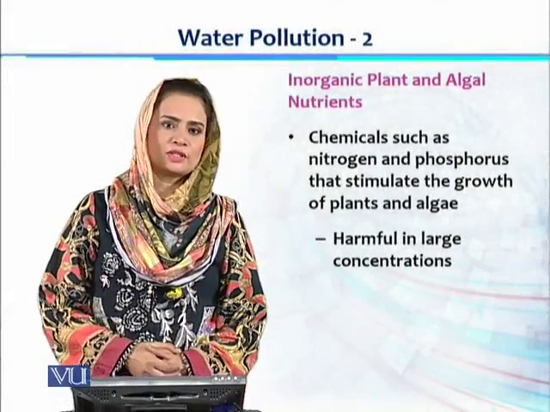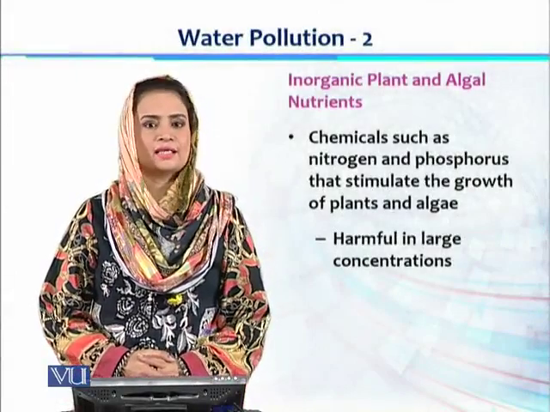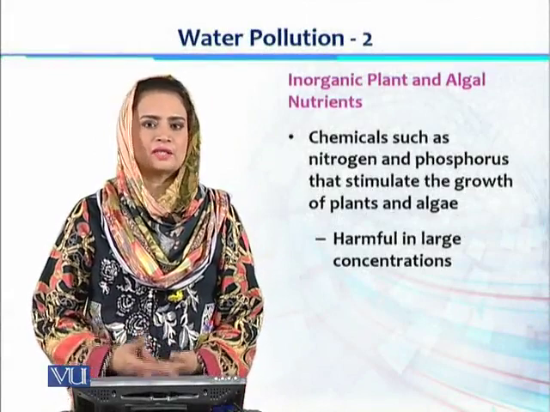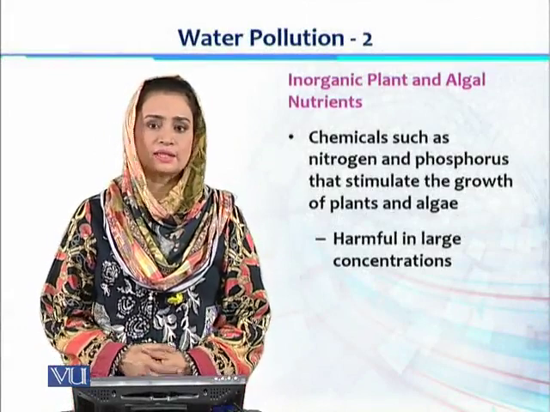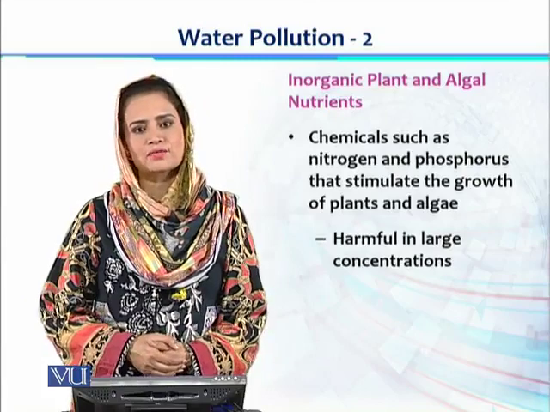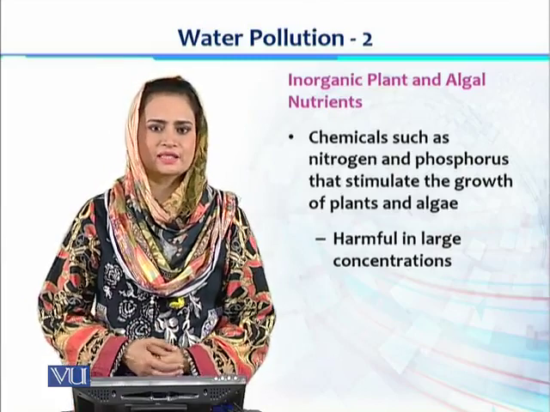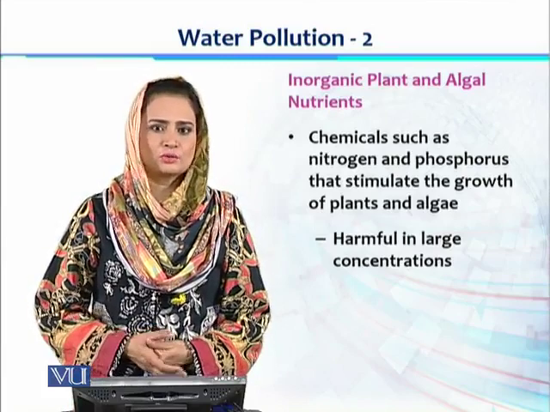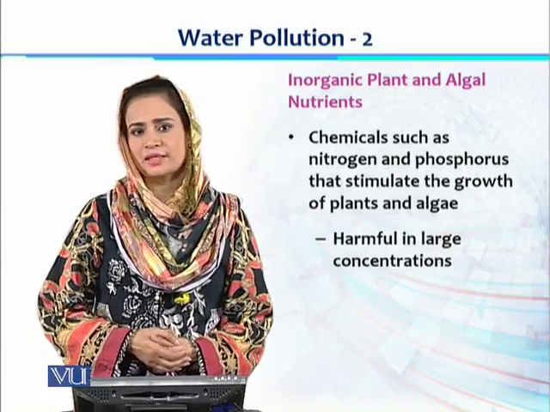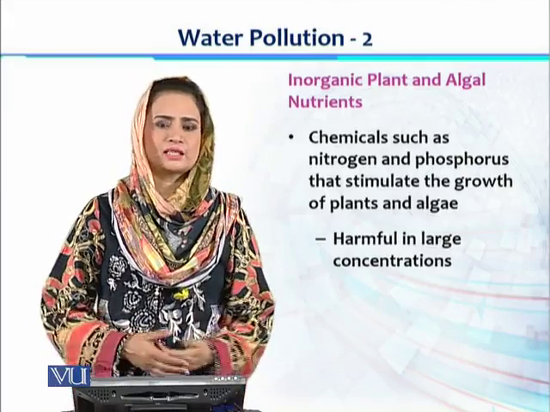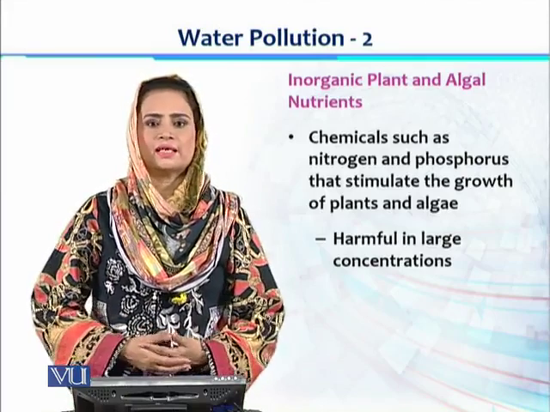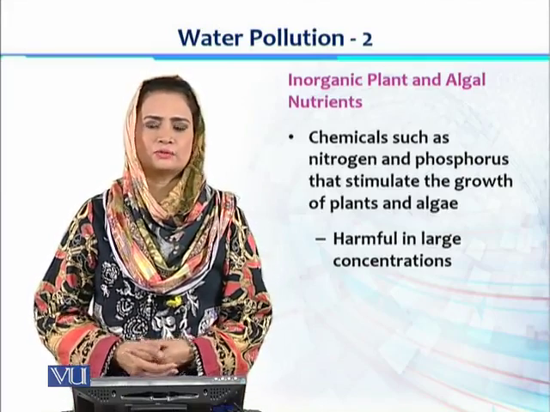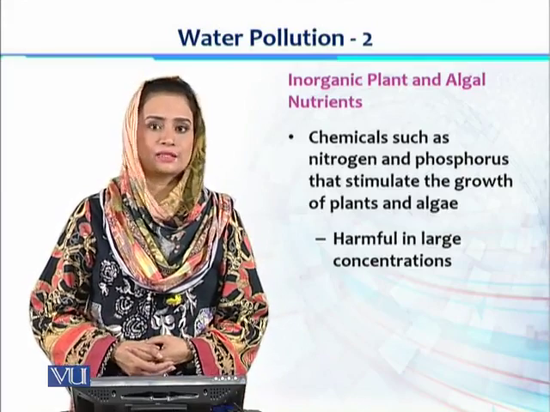The next water pollutant is inorganic plant and algal nutrients. We have discussed this in previous examples too, that these chemicals such as nitrogen and phosphorus are released as a byproduct. For example, as a byproduct of domestic use, from the fertilizers, from the agriculture wastes, they are released in a natural water body, and there they act as a nutrient for photosynthetic plants, for example algae.